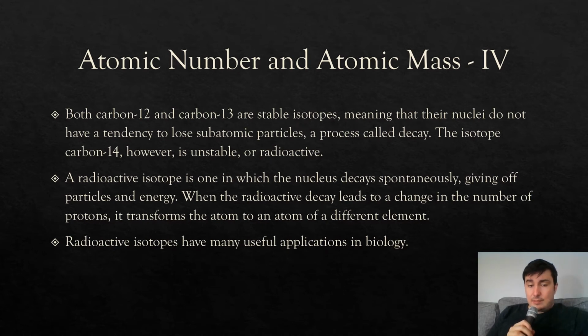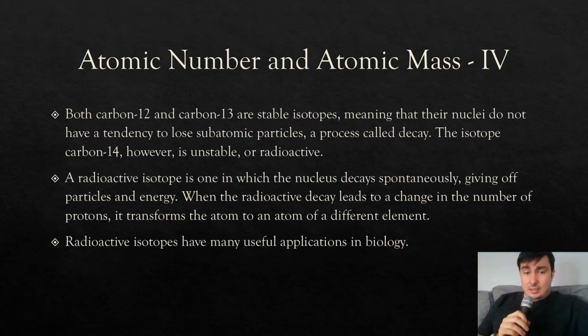So it's said that carbon-12 and carbon-13 are stable isotopes, meaning that their nucleus does not have a tendency to lose its subatomic particles, a process known as decay. The isotope carbon-14, however, is unstable or radioactive. A radioactive isotope is one in which the nucleus decays spontaneously, giving off particles and energy. When the radioactive decay leads to a change in the number of protons, it transforms the atom to an atom of a different element.